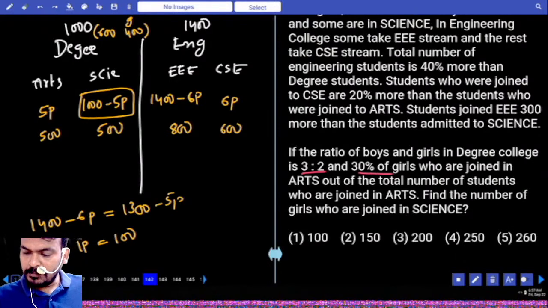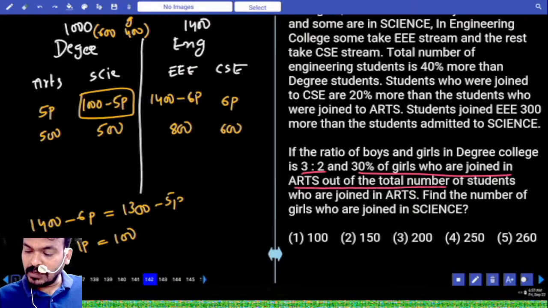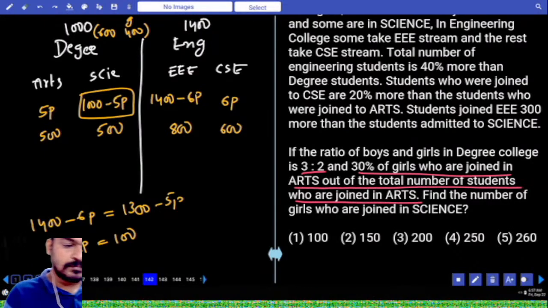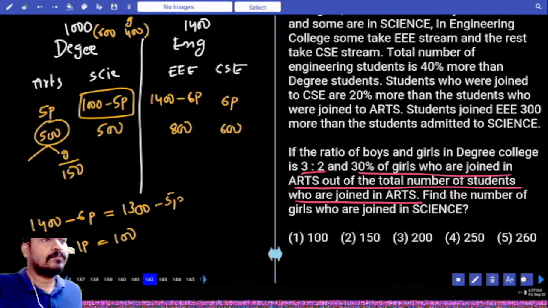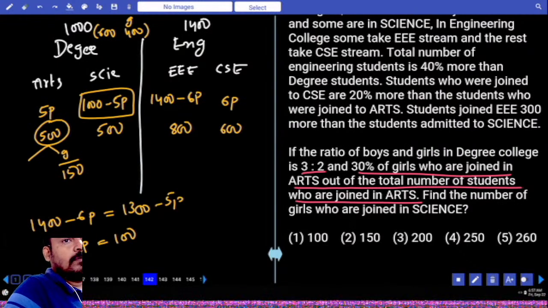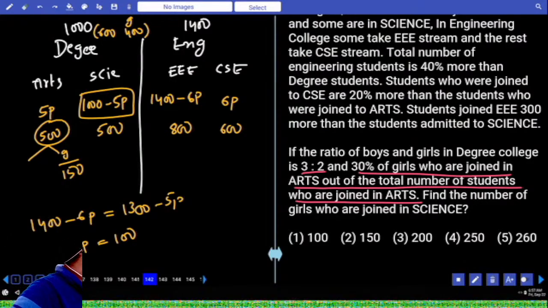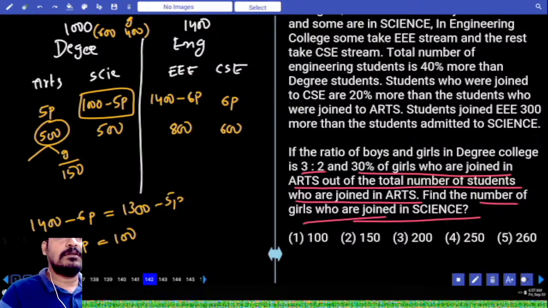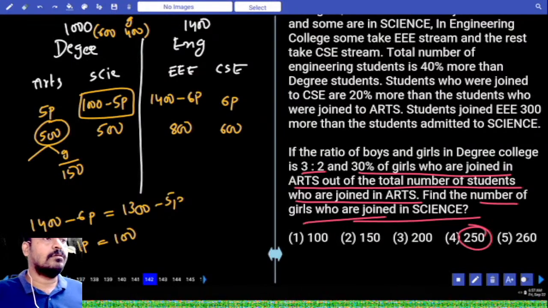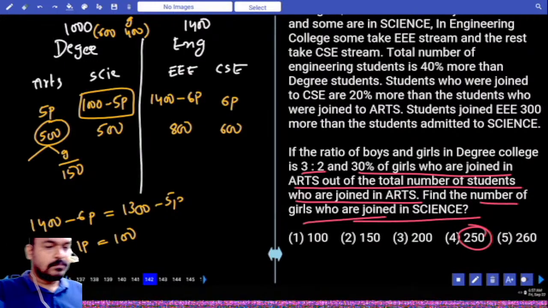30% of the girls joined in arts out of the total number of students who joined in arts. What are the total arts students? 500. In that, 30% are girls. What are the total girls? 400. In that, arts girls are 150. What is remaining? 250. Those 250 girls are science girls. Then the answer is 250. Total girls is 400; in that 150 from arts, remaining 250 from science.